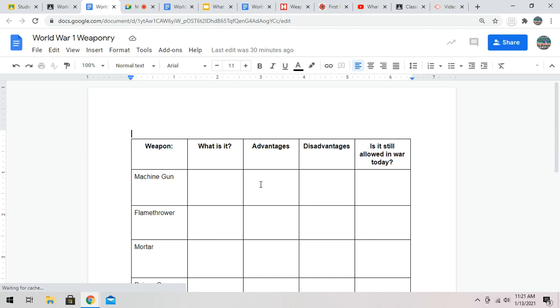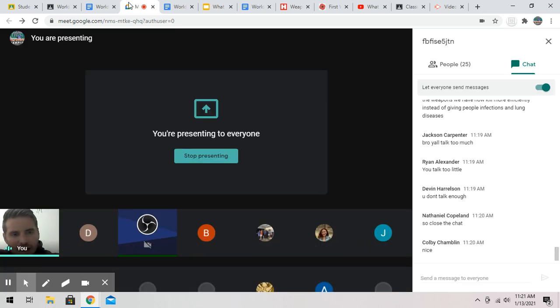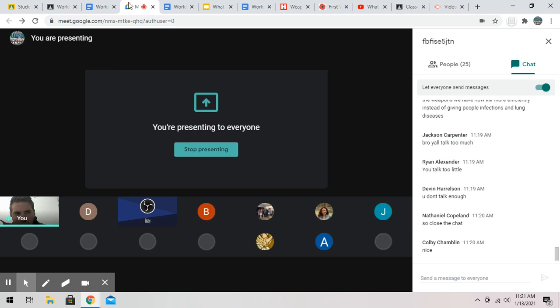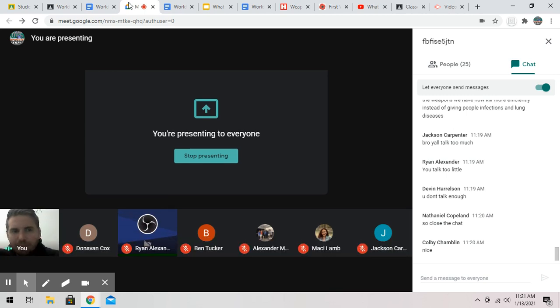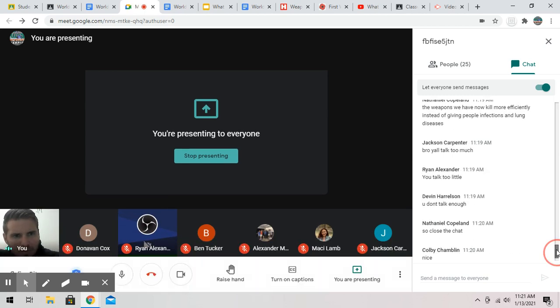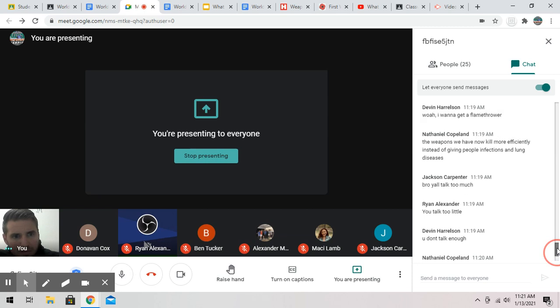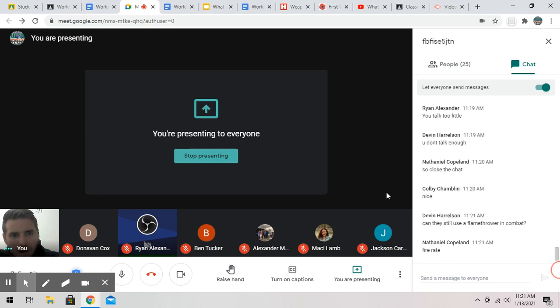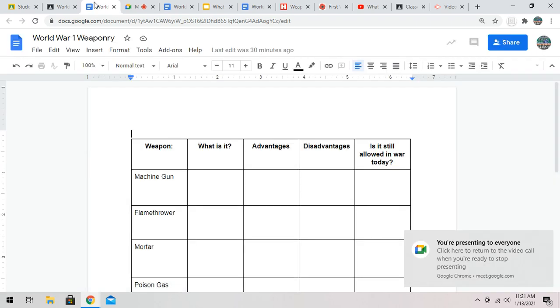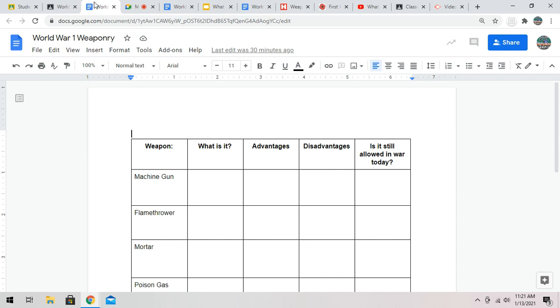Advantages. So, what advantage would a machine gun have? Why would that be good? Hold on. What are we arguing for? All right. Yeah. Very good. Thank you, Gage. Yeah. Fire rate. The faster that you can fire bullets, and again, these are large clips that are being used as well, the more deadly it can be. So it definitely has some advantages, but it also has some disadvantages.